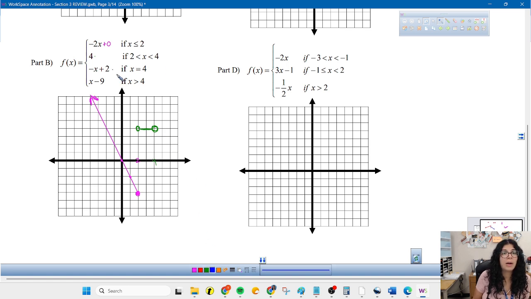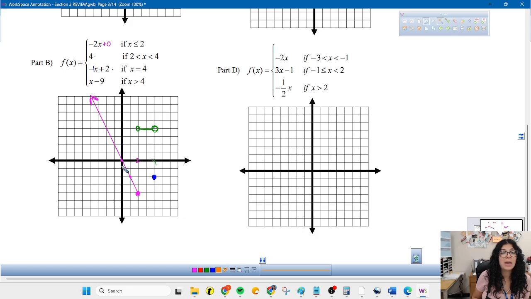Next, we have our negative x. So slope is negative 1, y-intercept is at 2. So you would start here, and the slope is down 1 to the right 1, down 1 to the right 1, down 1 to the right 1. And notice that I'm only using this line when x is exactly equal to 4. So it's literally just that one point, just when x is 4, which negative 4 plus 2 would be negative 2, so it's just that one point on there.